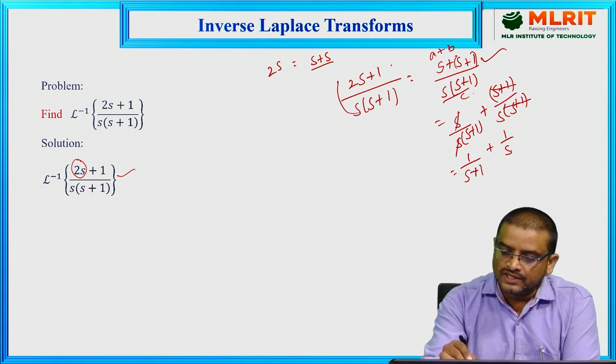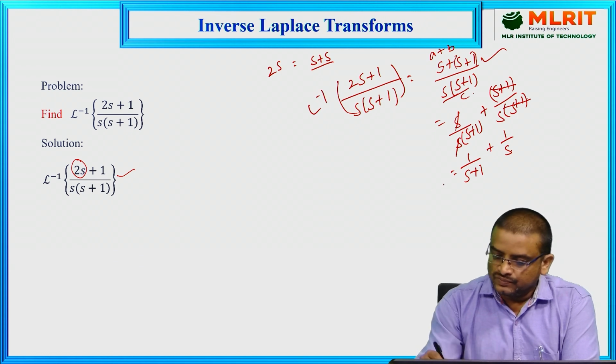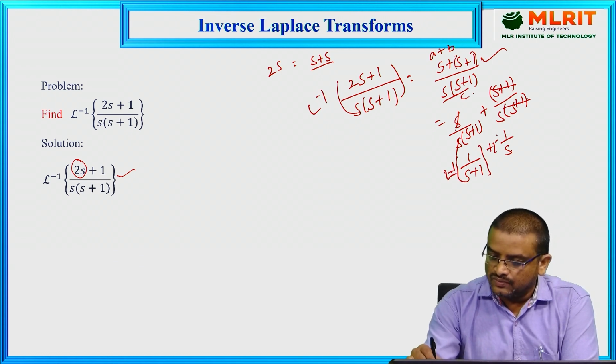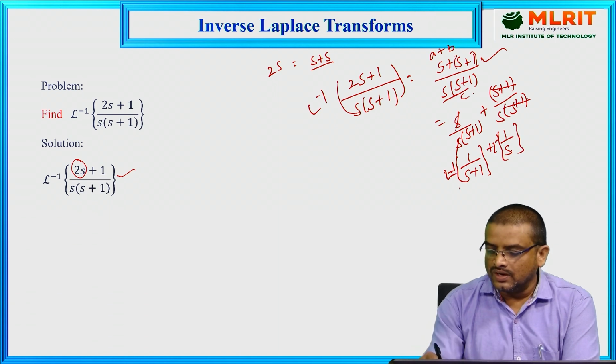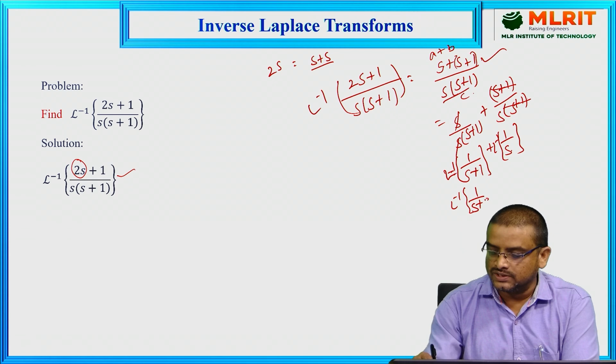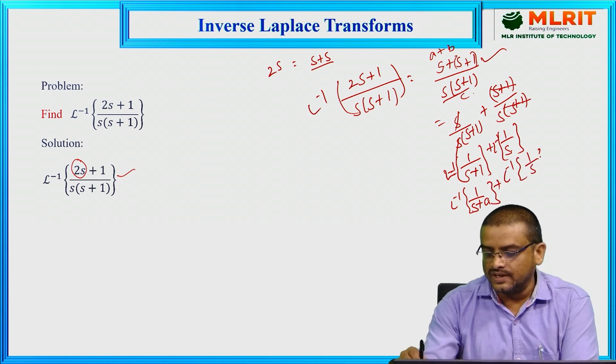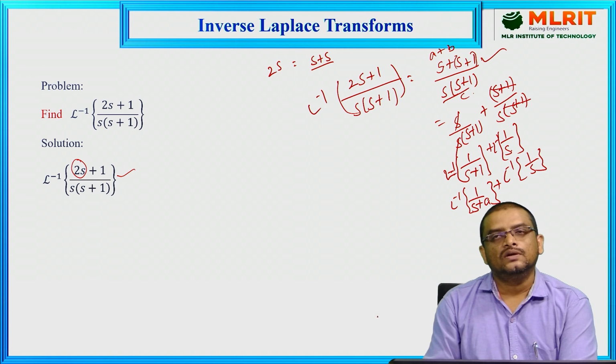Now on both sides if we apply L inverse, you will get L inverse of this one, L inverse of this one. So we have the formula L inverse of, this is of the form 1 by s plus a. We have the formula, and this is in the standard formula L inverse of 1 by s. Now for both terms we can apply our standard formulas.